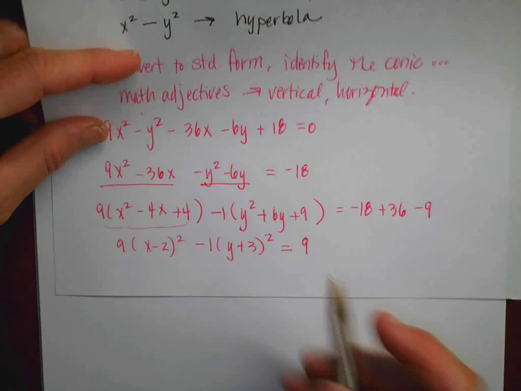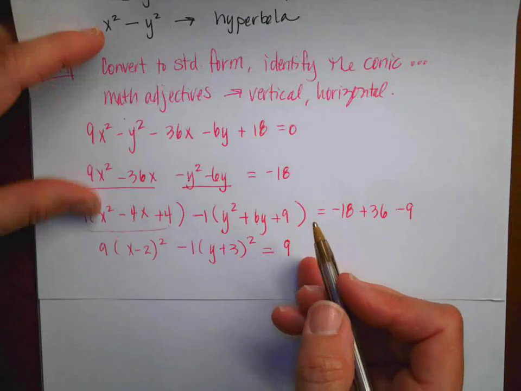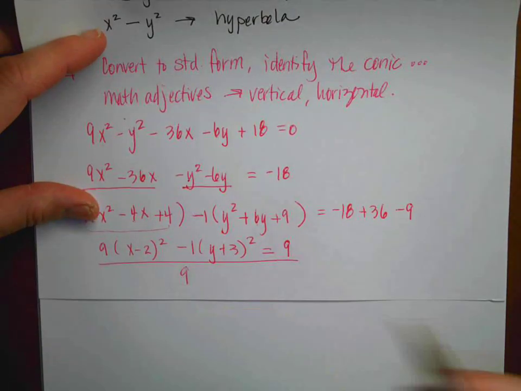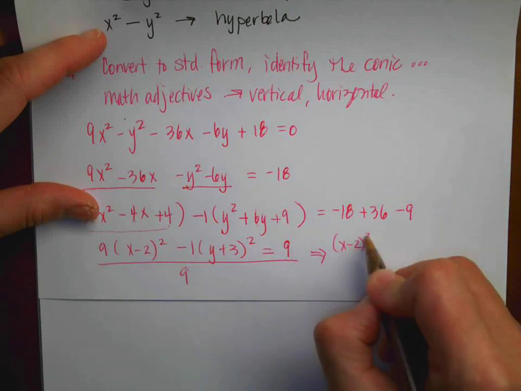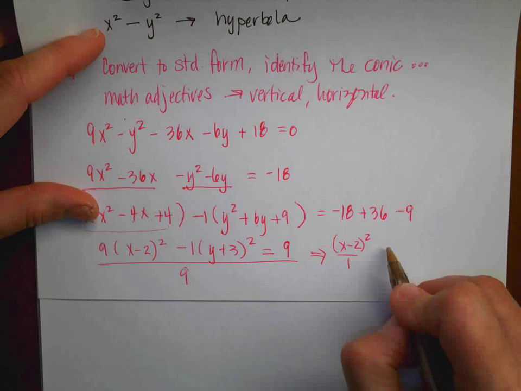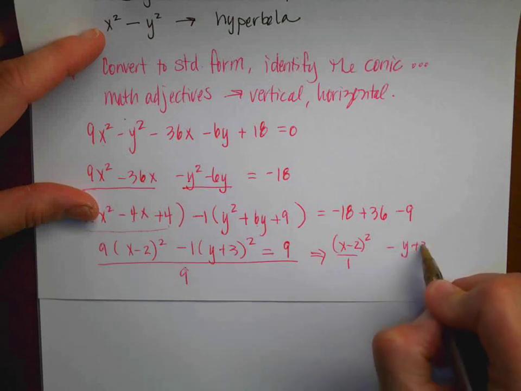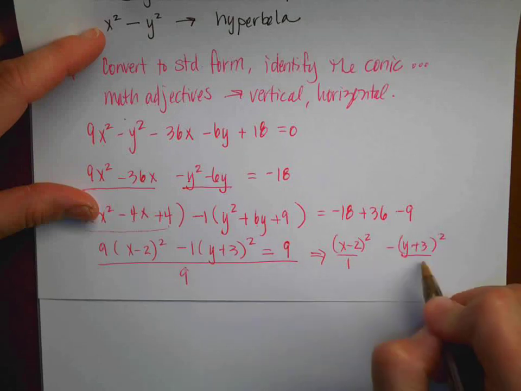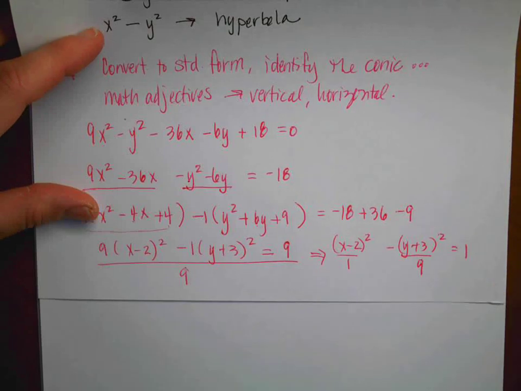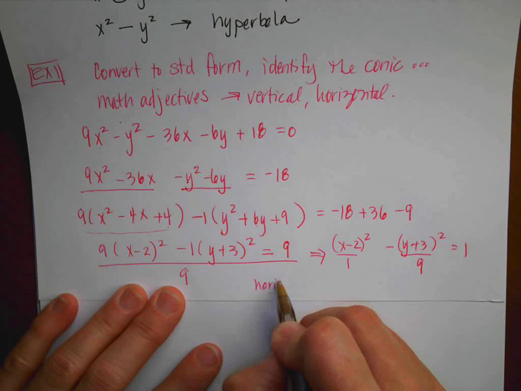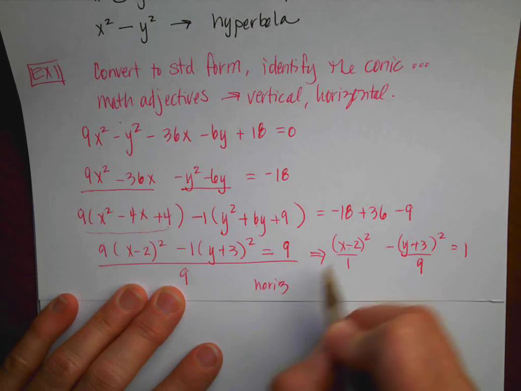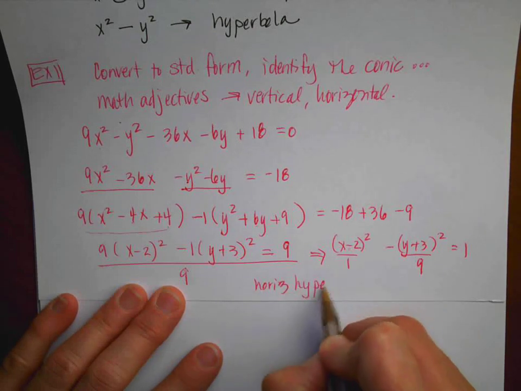Now I need a 1 on the right-hand side, so I'm going to divide both sides by 9. Okay, so I'm going to divide by 9, and I'm going to get x minus 2 squared over 1 minus y plus 3 quantity squared over 9 is equal to 1. And now I can talk about what I have. This is a horizontal hyperbola because x is positive.